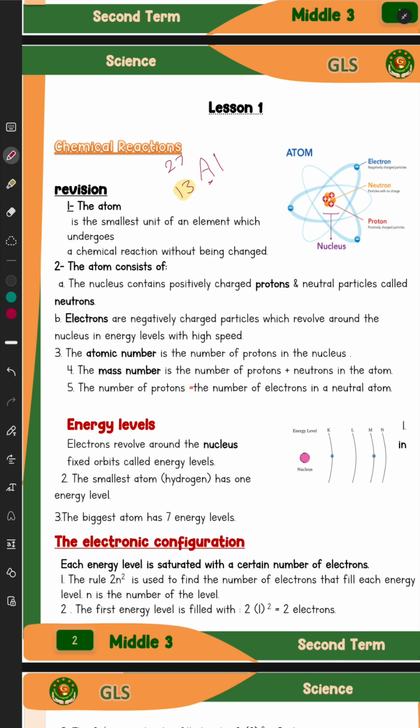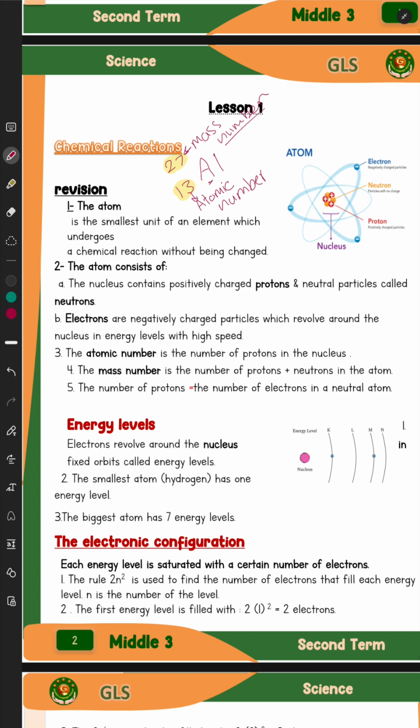Again, it's called atomic number, okay? And the second number we have in the upper part here is called mass number. So in an atom we have two numbers, atomic number and mass number. The lower one is the atomic number and the upper one is the mass number.